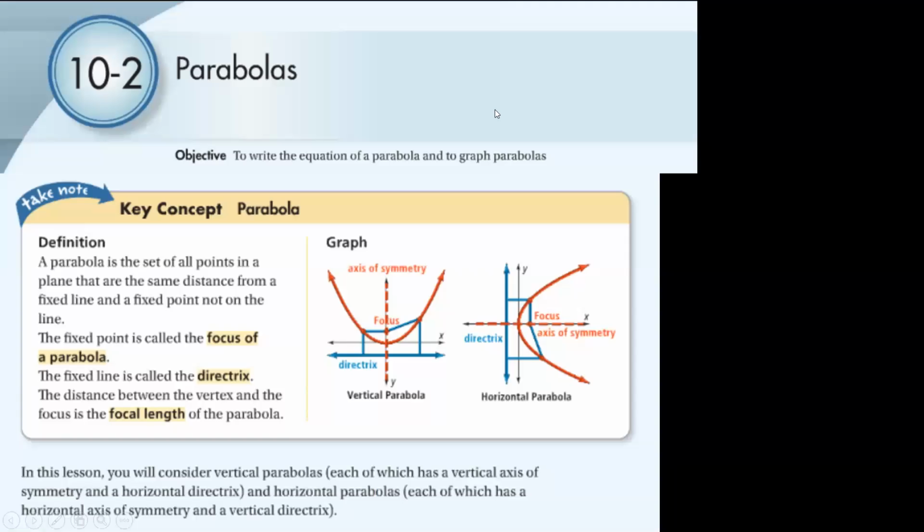Now, we talked about parabolas, and we said that we have two types of parabolas, horizontal and vertical. For the vertical, as we said before, we have the vertex at the origin. We have a focus that is on the y-axis, as we said here in the picture.